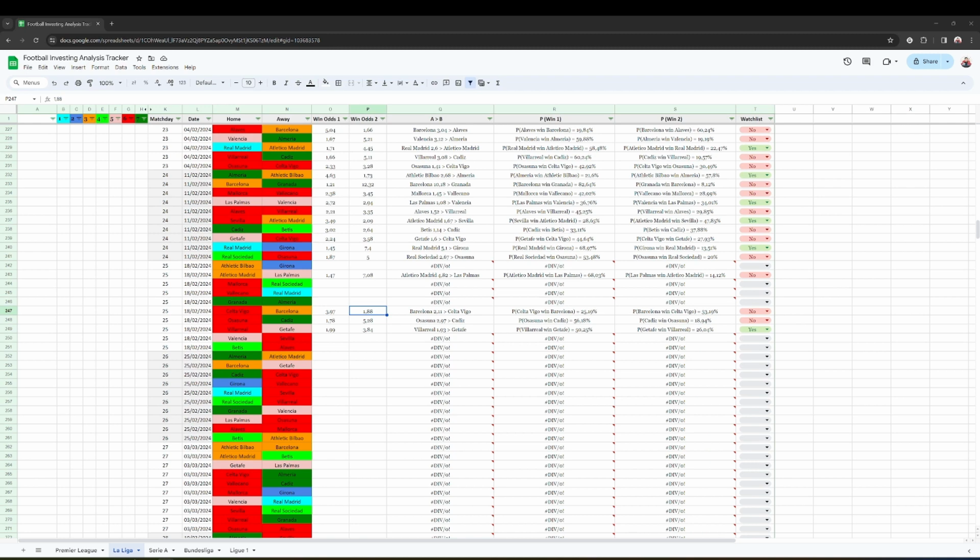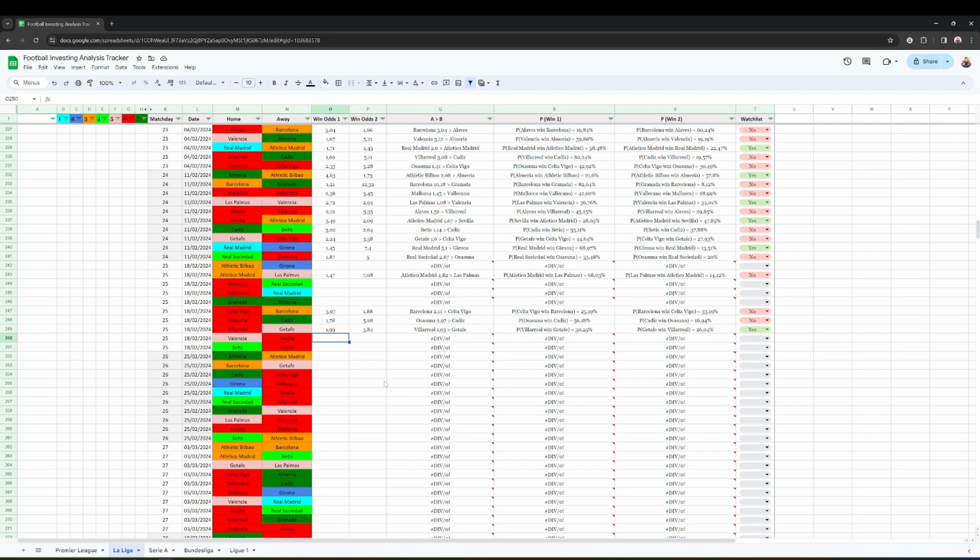Celta Vigo struggling a lot. It's an away game, 1.88. I'm not gonna argue with that one. And then we have Valencia against Sevilla. Number 5 against number 6.